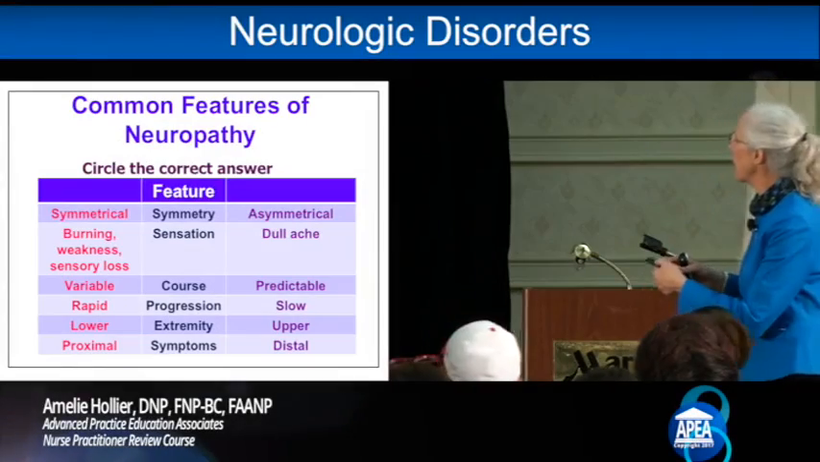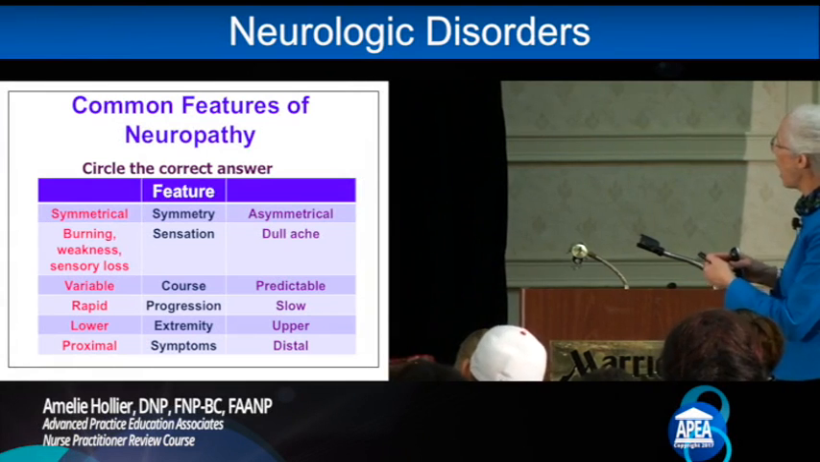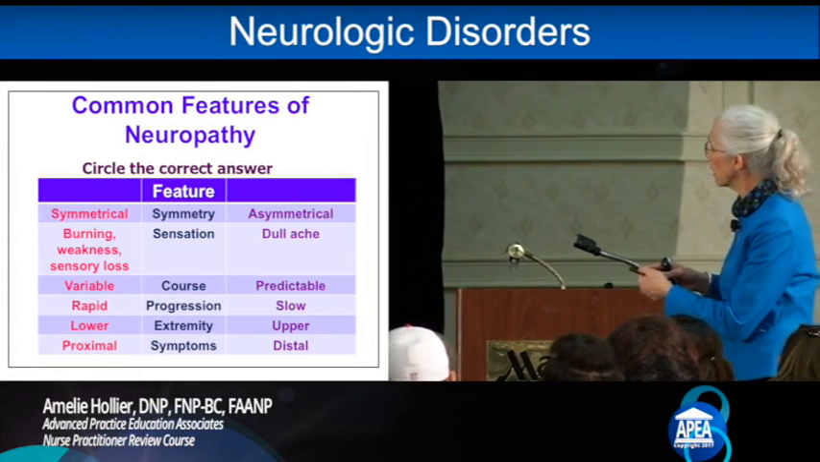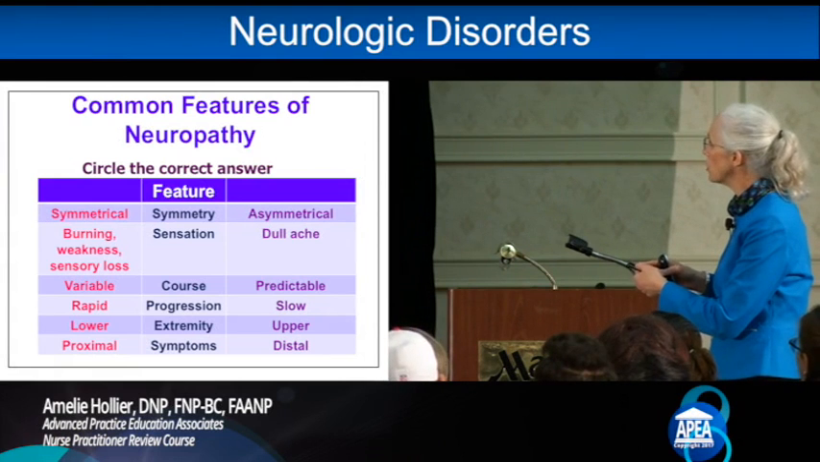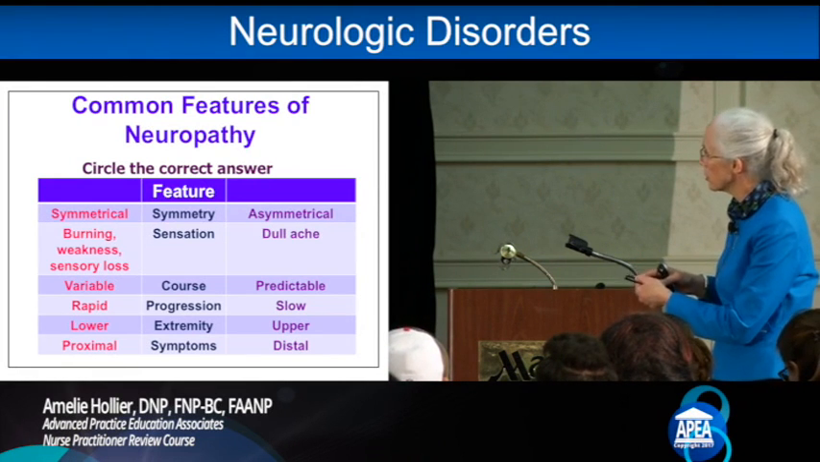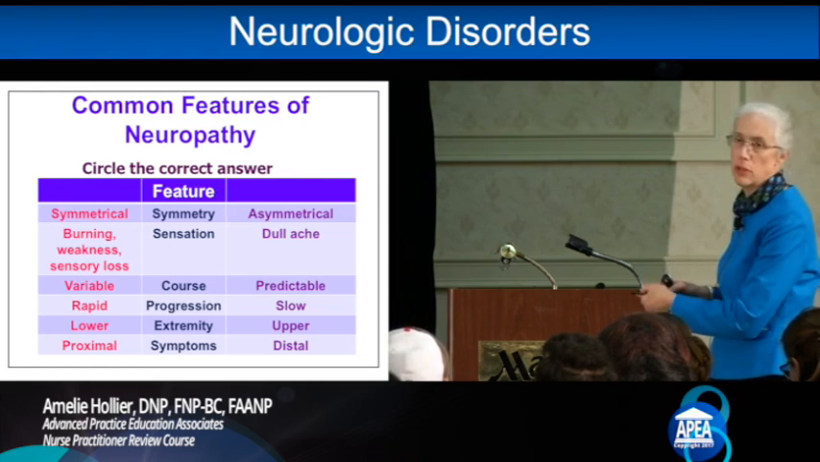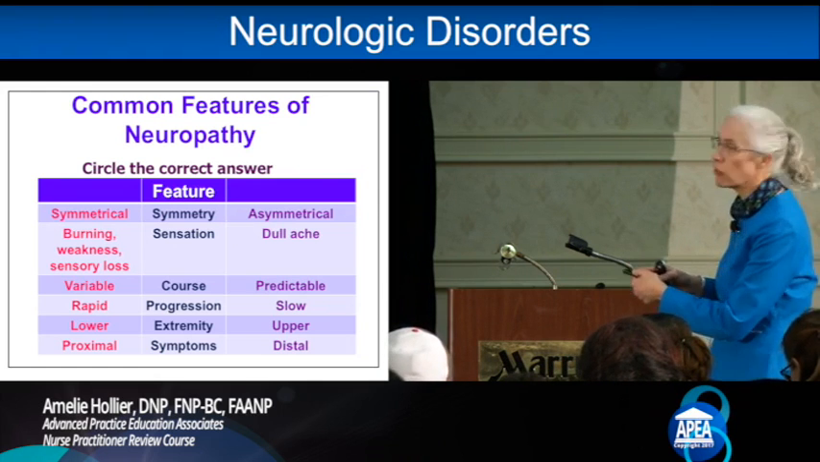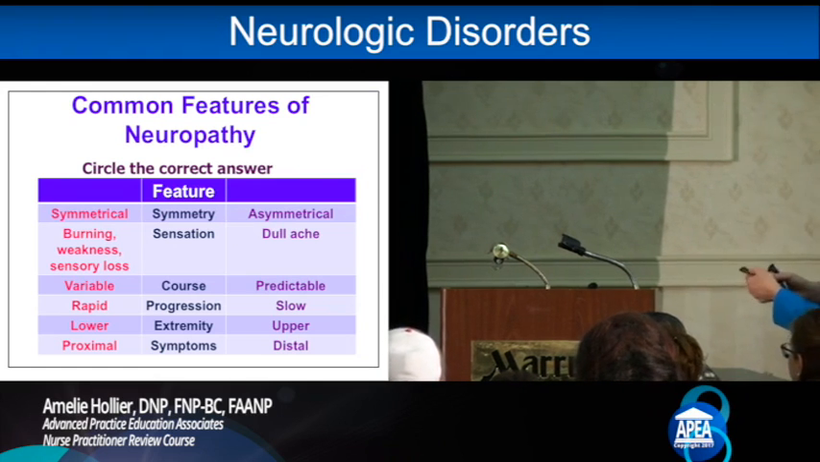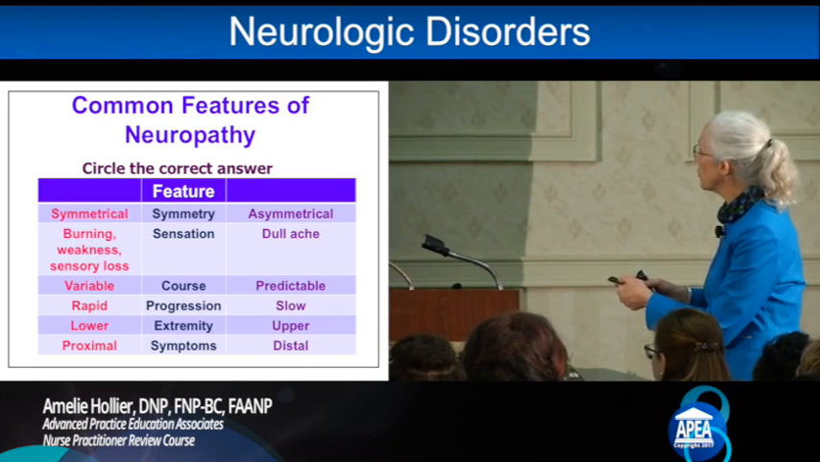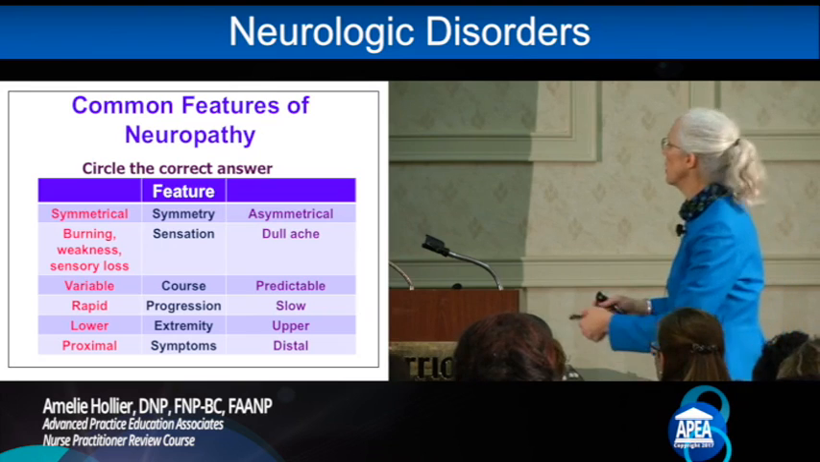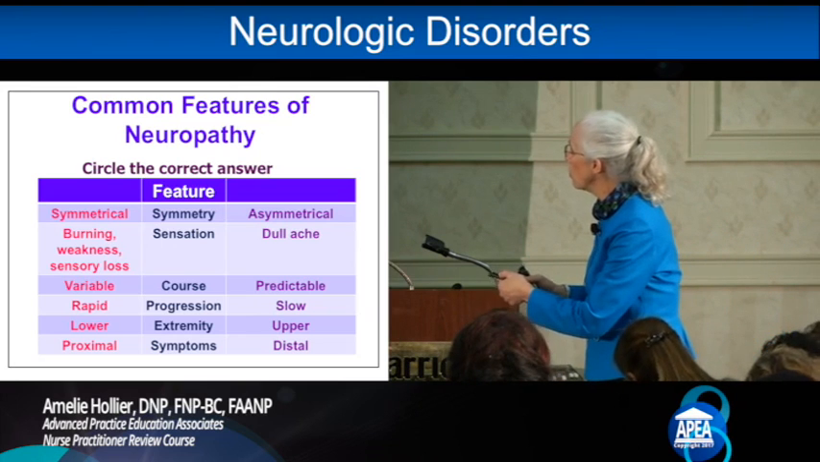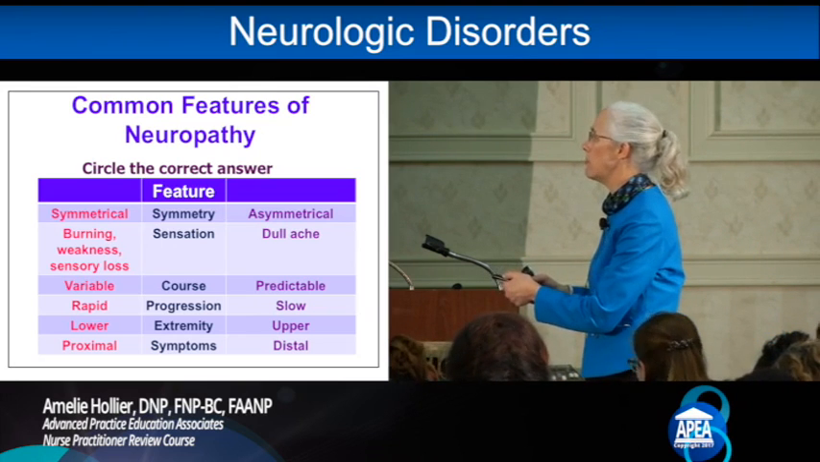If we were to compare or look at neuropathy, I want you to look at the column in the middle. That is the feature, and I want you to circle which side of this table it's on. You got it? So I want you to circle the correct answer. The patient comes in with neuropathy. We're looking for symmetry. Is it symmetrical or asymmetrical? Symmetrical. Circle it.